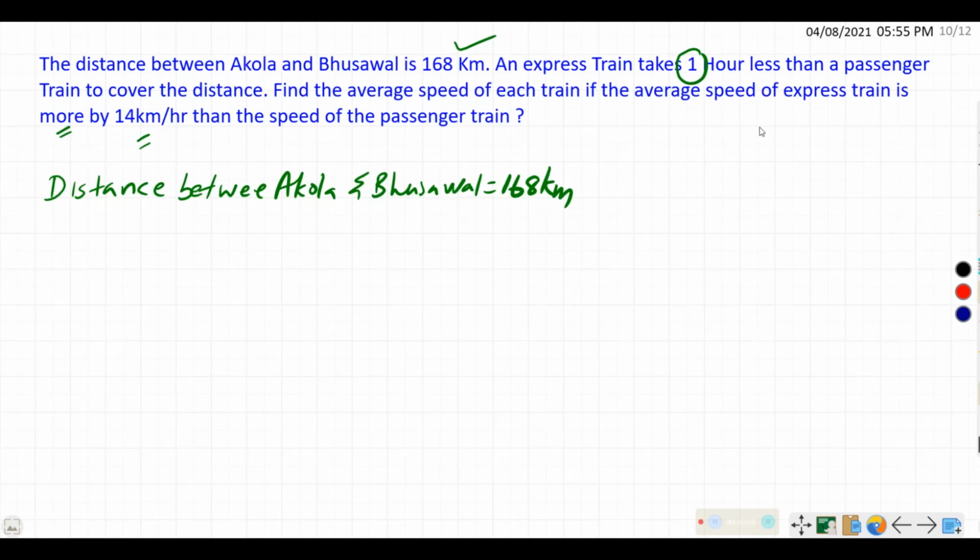We are asked to find out the speed of each train. So we need to assume. Let us assume the speed of the passenger train as x. We will assume like that. Okay. Let us assume.